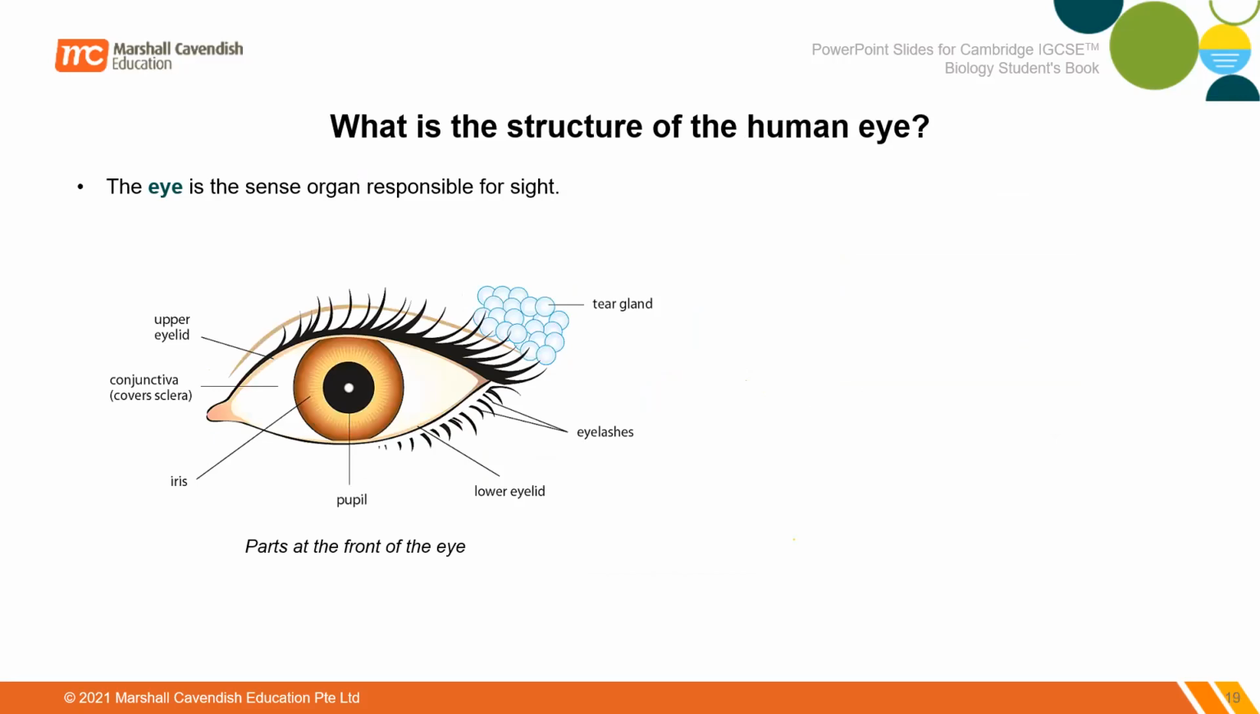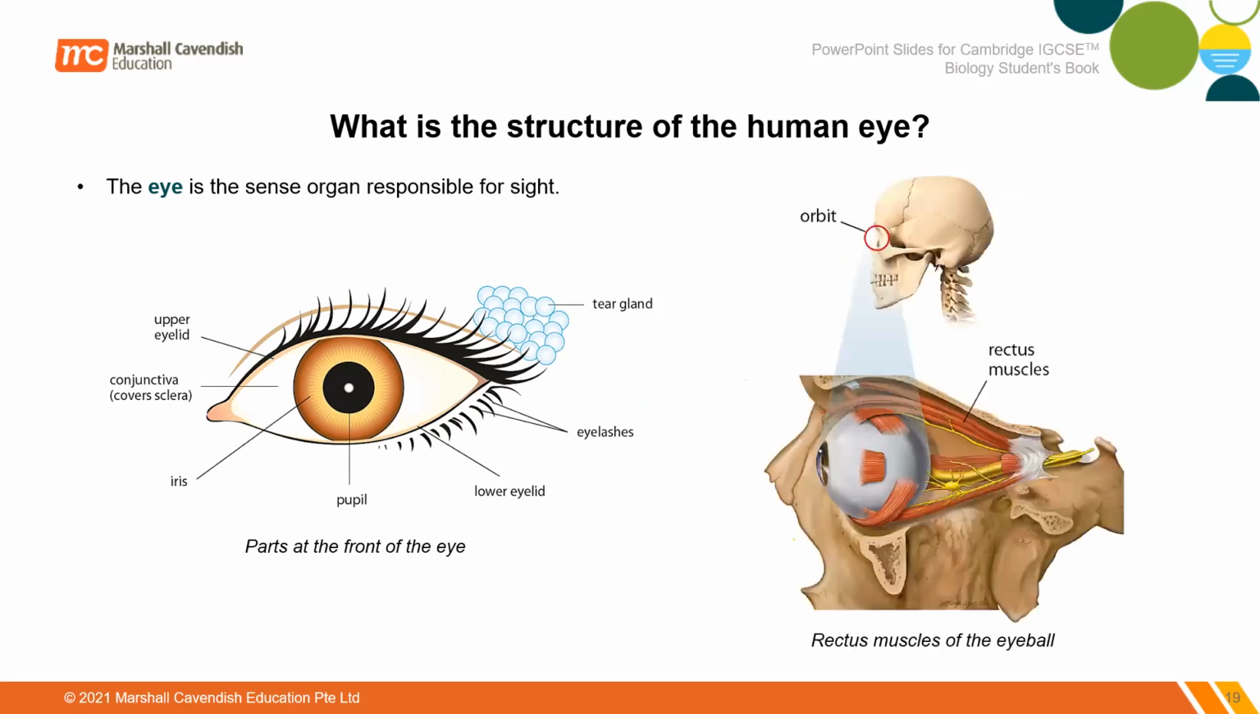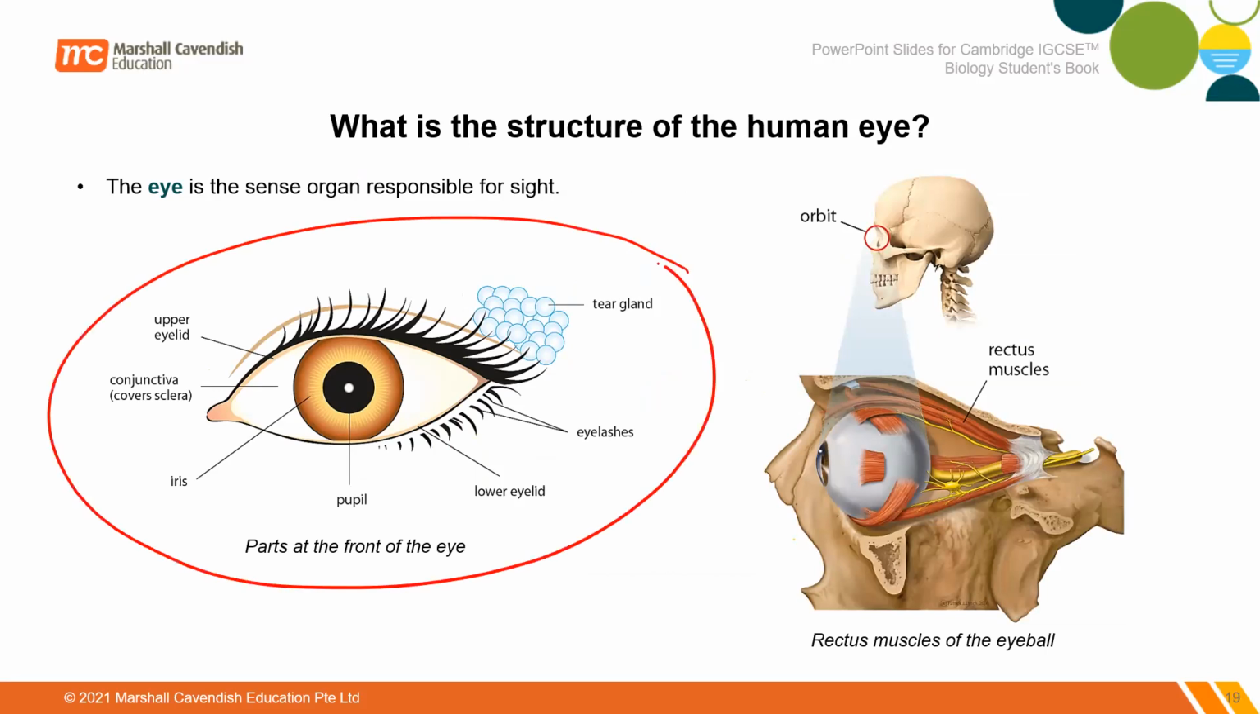Then we take an example, which is the typical structure of the eye. The eye is the sense organ responsible for light. On this slide, I want you to check this part only, okay? We have the external parts of the eye. We have the upper eyelid. We have this sclera, which is the white part of the eye, and it's covered with an area called the conjunctiva, and this is definitely for protection. We have the lower eyelid, pupil, and tear glands with eyelashes.